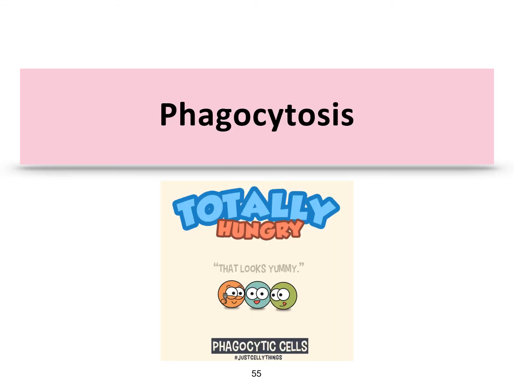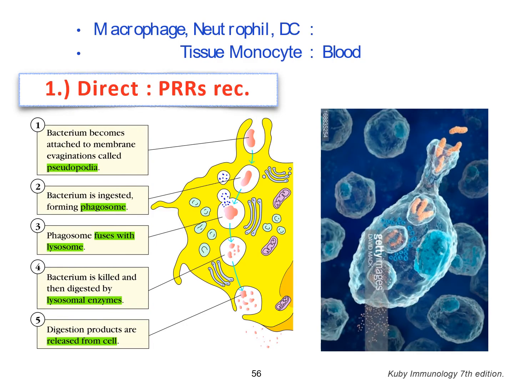So till now we have seen various pattern recognition receptors and their signaling pathways. Now briefly about phagocytosis. The phagocytic cells are macrophages, neutrophils, dendritic cells and tissue monocytes present in the blood, directly by PRR recognition. In the first step, bacteria become attached to membrane invaginations called pseudopodia and the bacterium is ingested, forming a phagosome, and then the phagosome fuses with lysosome and the bacterium is killed and digested by the lysosomal enzymes, and the digestion products are released from the cell. So this is direct phagocytosis by PRRs.